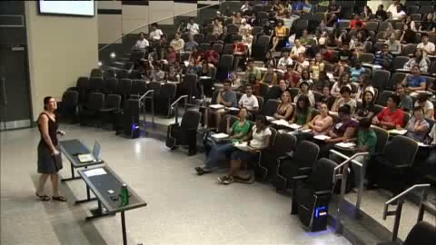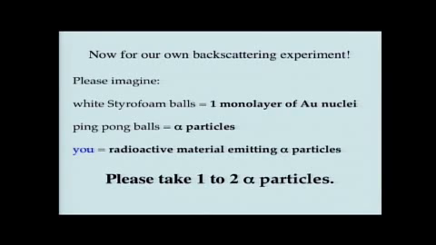So what we want to do now is see if we can understand how this backscattering experiment worked. So we will do our own backscattering experiment. And we'll ask you to imagine a few things. First is that we have this monolayer of gold particles. So let's see if Professor Drennan is able to help us out here. Oh, great.